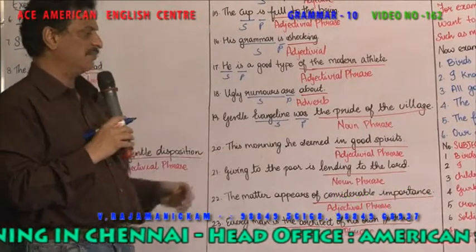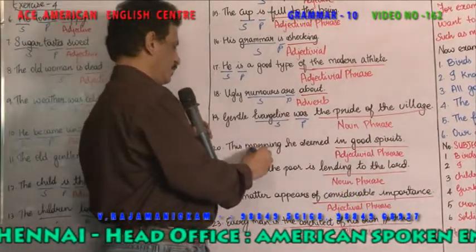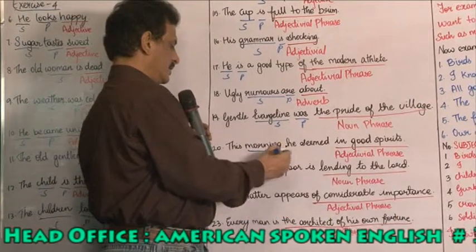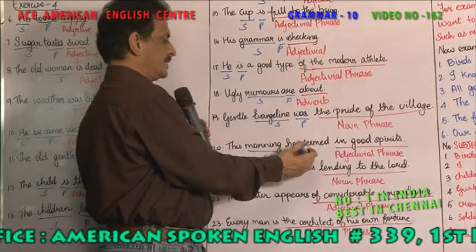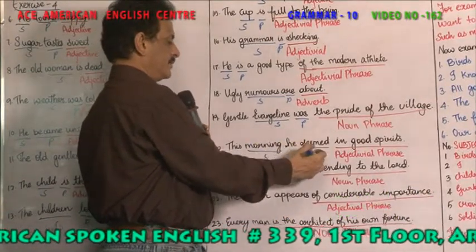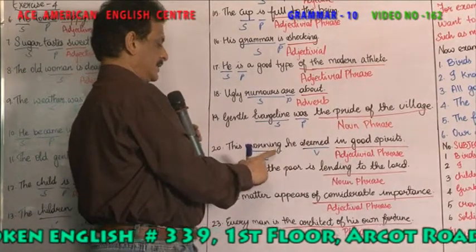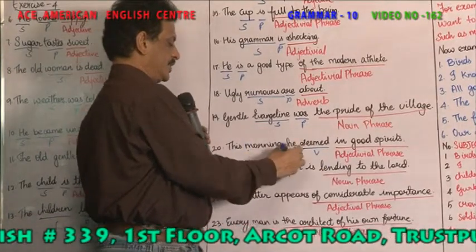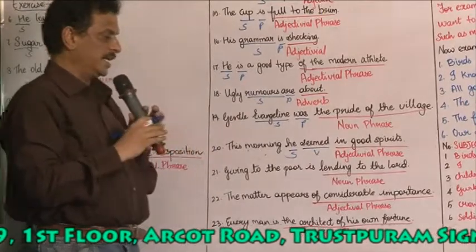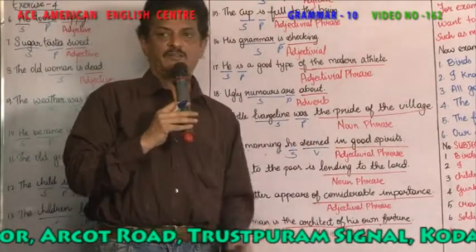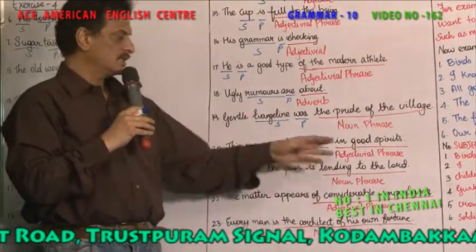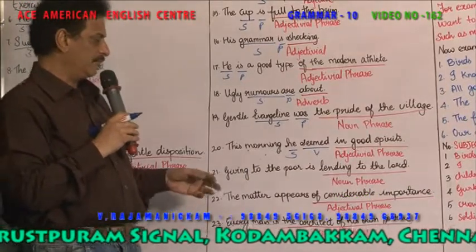This morning he seemed in a good spirit. He is the subject here. Seemed is the verb. In good spirit becomes an adjectival phrase. It doesn't take an object. So it becomes a predicative complement.